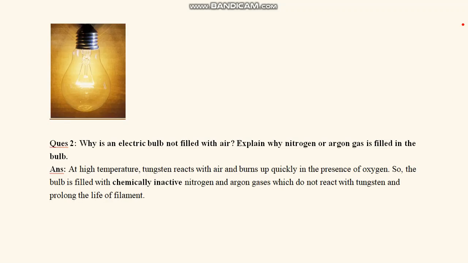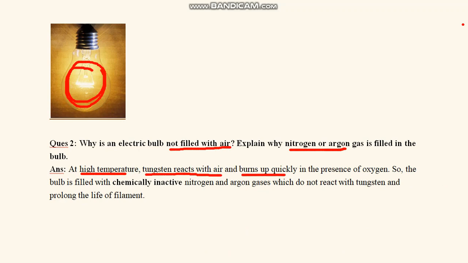The next question is why an electric bulb is not filled with air but is filled with gases like nitrogen and argon. Look here in the diagram, students, that is the atmosphere inside the bulb. Why is it filled with nitrogen and argon but not with air? The reason is that at high temperatures, tungsten may react with the oxygen of air, and it will burn up quickly.